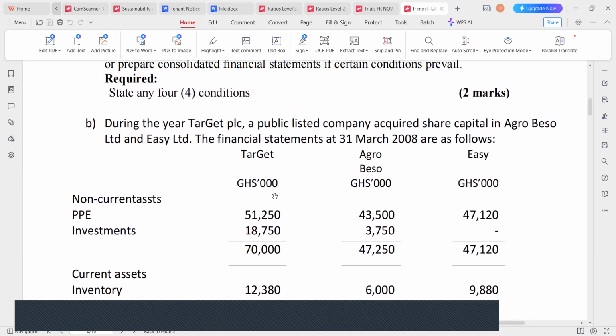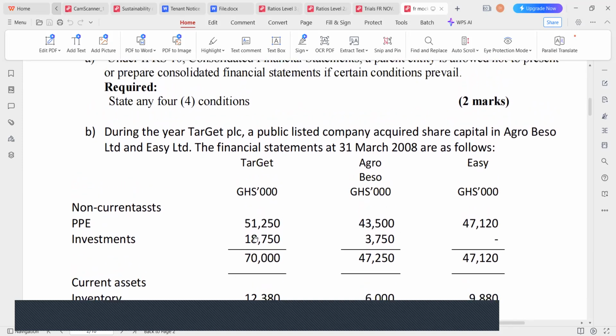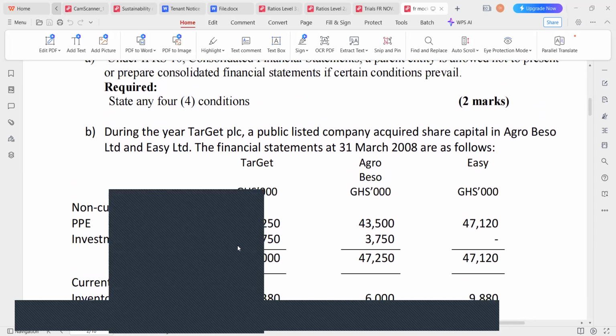My pencil. Yeah. So on that note, I'm done with consolidation. When I come back, I'll bring your second question. Then you don't need to worry about consolidation again. Another time we'll meet and then we handle your final accounts. I've also shared your ratio with you.